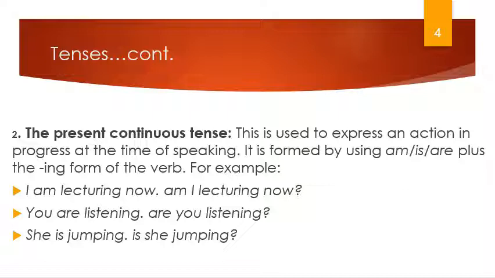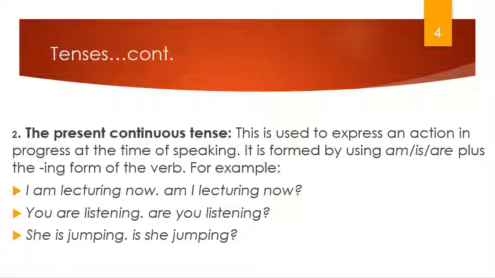It is formed by using am, is for singular, and are for plural, plus the ing form of the verb. That is, when you are using the present continuous tense, you should use either am, is, or are, and then add ing at the end of the verb.